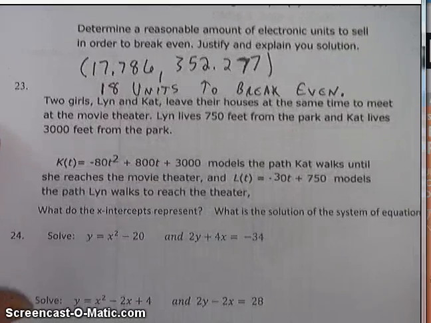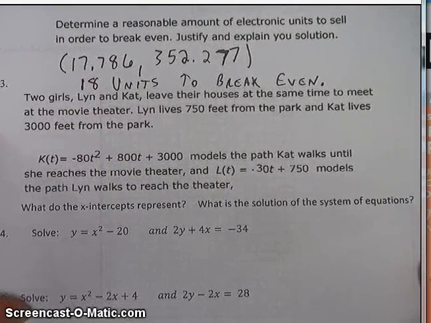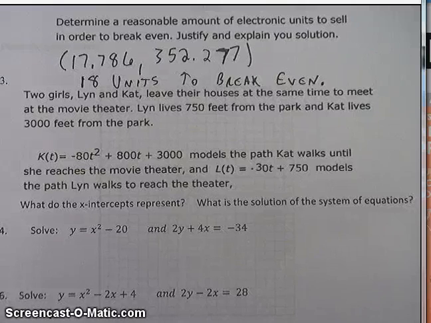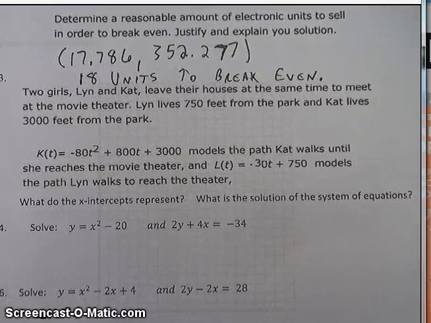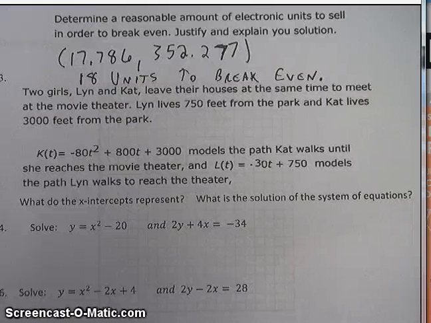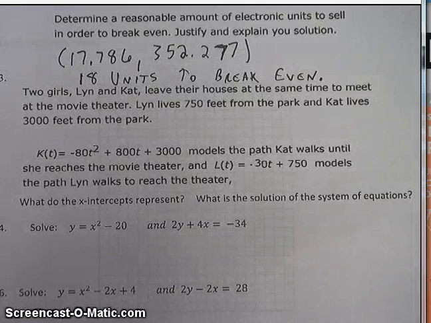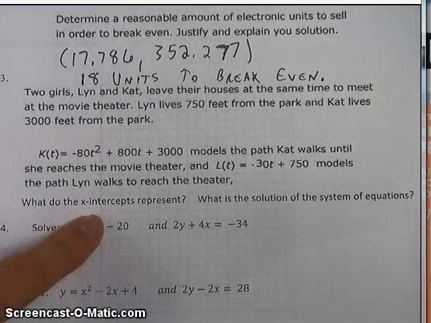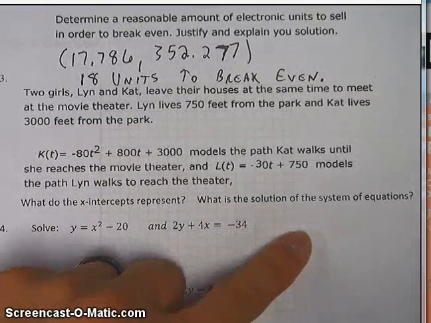So let's talk about 23. 2 girls, Lynn and Kat, leave their house at the same time to meet at the movie theater. Lynn lives 750 feet from the park, and Kat lives 3,000 feet from the park. K of t equals -80 t squared plus 800 t plus 3,000, and that models the path Kat walks until she reaches the movie theater. And L of t equals -30 t plus 750. That models the path Lynn walks to reach the theater. What does the X-intercept represent? What is the solution to the system of equations?